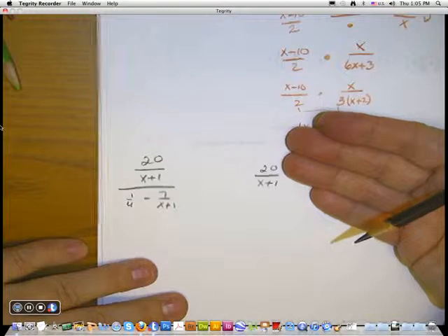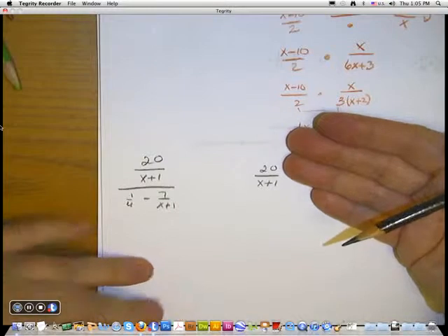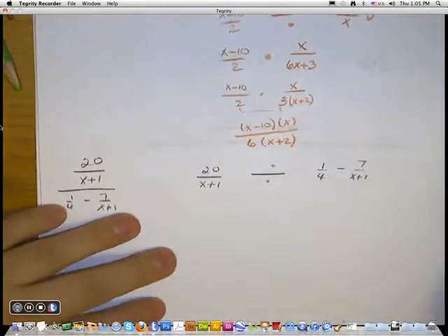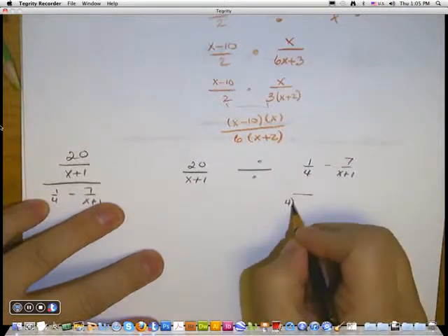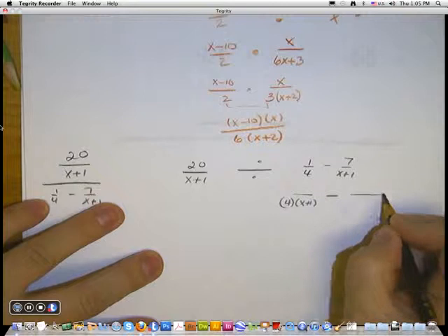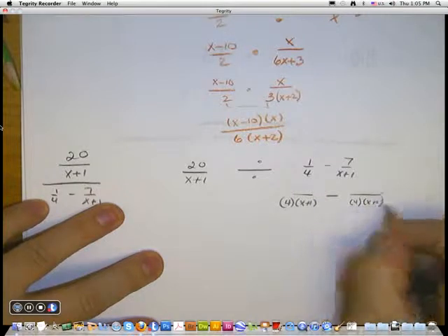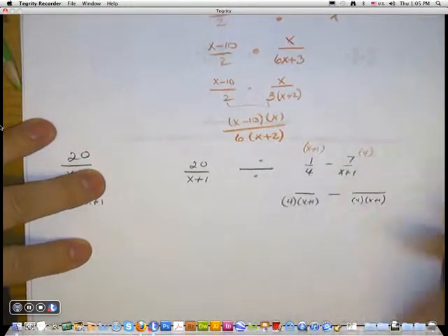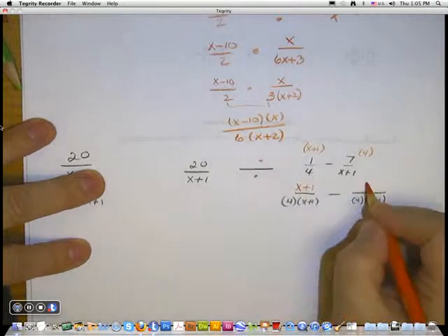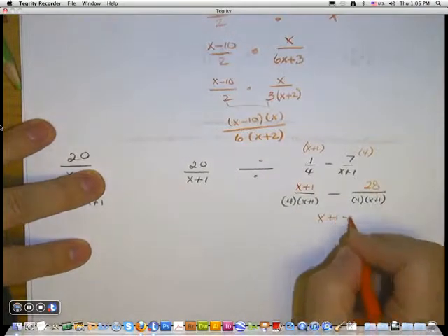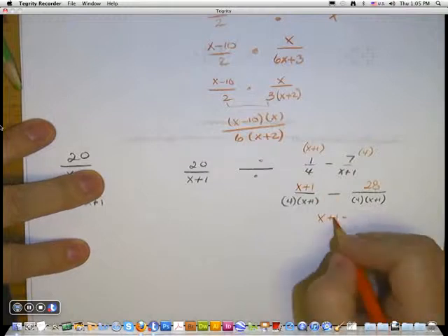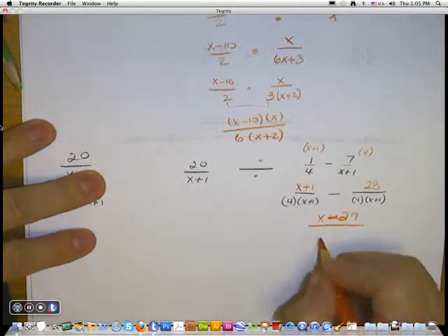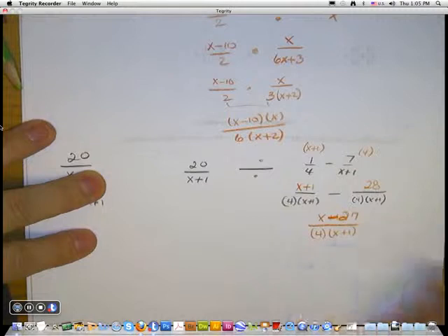Now I'm going to deal with one side at a time. Well, 20 over x plus 1, there's nothing I can do. Can't factor it, can't reduce it. It's not separated, so I don't need to combine it. It already is. So I get to move on. Come over here to the other side. 4 and x minus 1. Well, each piece needs to be part of my denominator. The left-hand side is missing the x plus 1. The right-hand side is missing the 4. So I get x plus 1, 28, so I get x minus 27, all over 4 and x plus 1.